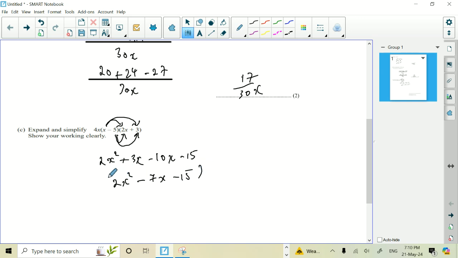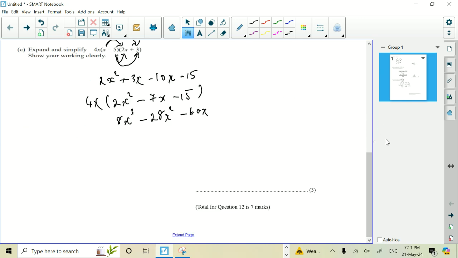But then I've got to multiply all of that by 4x. So let's do that. I've got 4x times 2x squared, that gives me 8x cubed, minus 4x times minus 7x, that gives me minus 28x squared, and then I have minus 60x. And that's it for 7 marks.